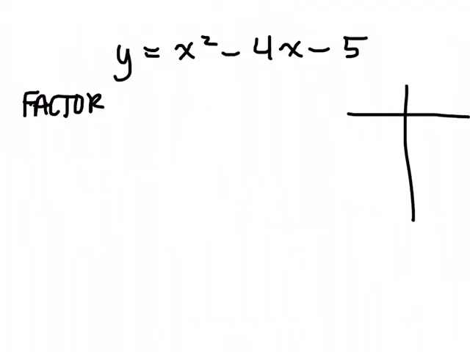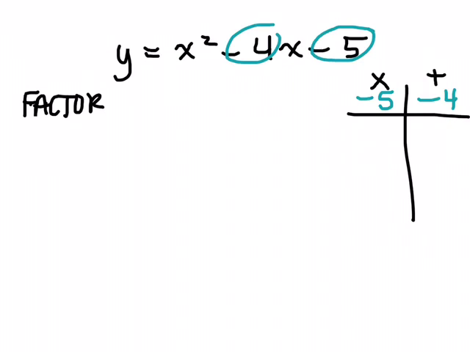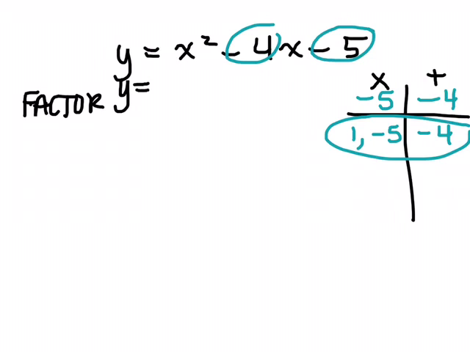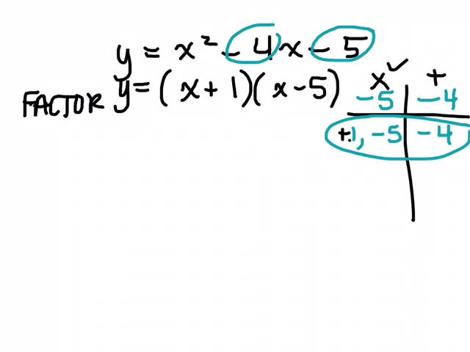We can find two things that multiply together to give us negative 5 and add up to negative 4. So what are factors of negative 5? What times what gives us negative 5? Positive 1 and negative 5. Okay, what's 1 plus negative 5? Negative 4? Okay, that works. So in factored form, this would equal (x plus 1)(x minus 5), because 1 times negative 5 is negative 5, and 1 plus negative 5 is negative 4.